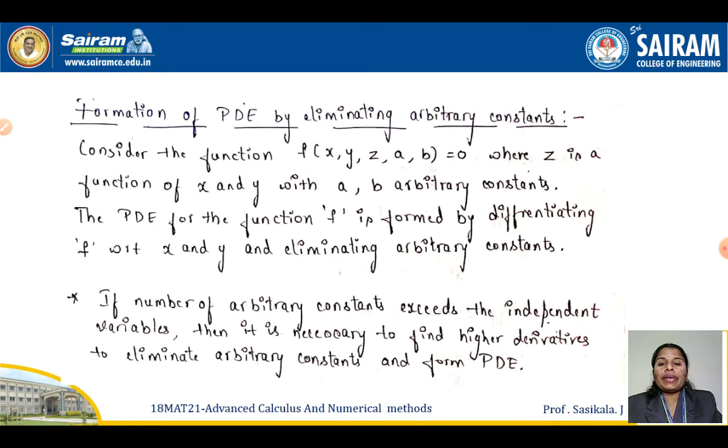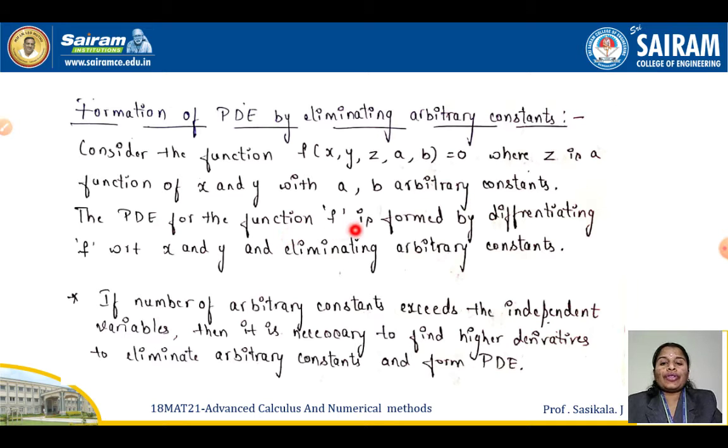Okay. So formation of PDE by eliminating arbitrary constants: first you have a function, which is the given question. Consider the function, a combination of x, y, z and a, b, equal to 0, where z is a function of x and y. So z is a dependent variable on x and y, more than one independent variable. Clear? With a and b as arbitrary constants.